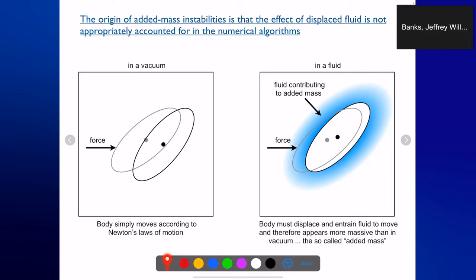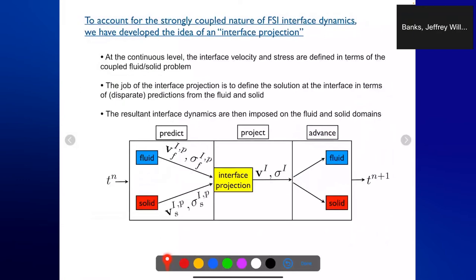So it doesn't actually do F as ma. Well, it does do F as ma, but in a sort of underhanded way, because you have to move a bunch of extra stuff at the same time. So if you don't deal with that properly, you get into trouble in a partitioned solver. And that's a generic statement that's probably true. I'm happy to say that's probably true. So how do we deal with this?